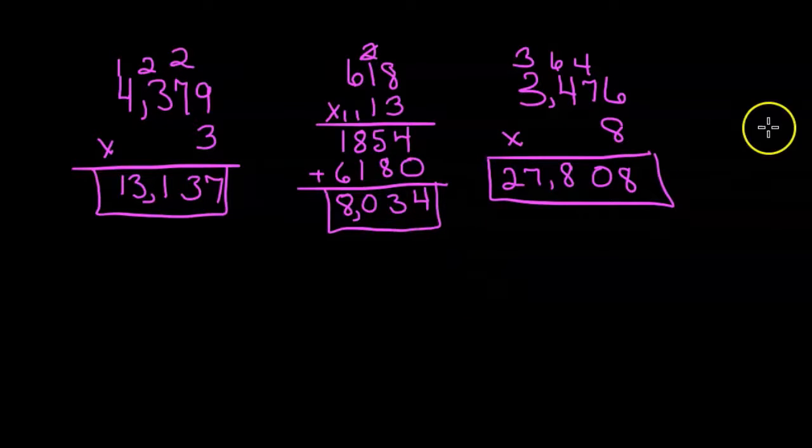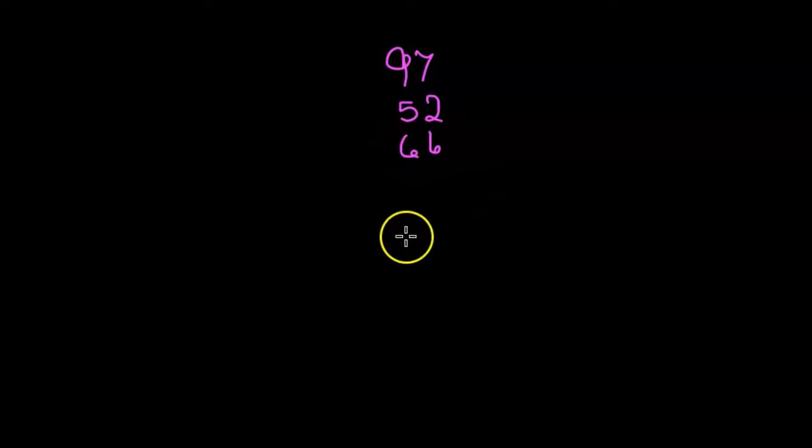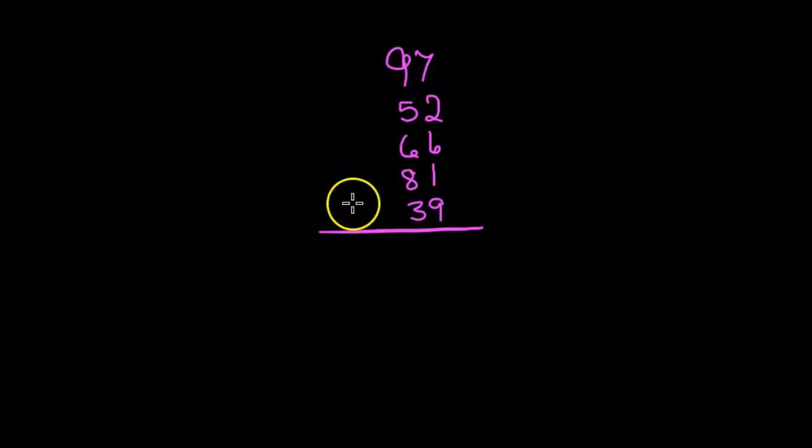All right, so great job on those. So then you worked on 5. And 5 was an averaging problem, okay? So we had 97, and then we had 52, and 66, 81, and 39. Okay, so the first step in averaging problems is to add. All right, so this is going to give me 335.